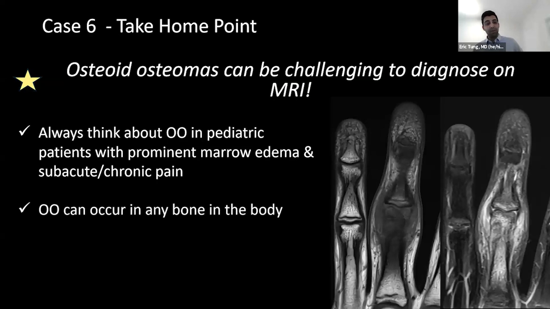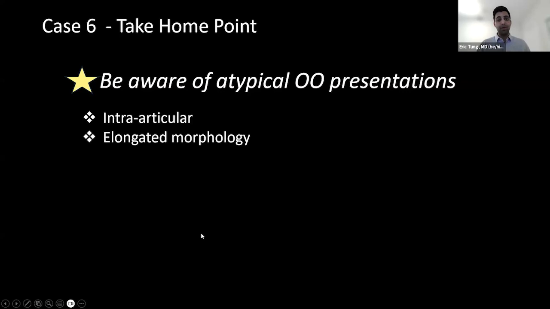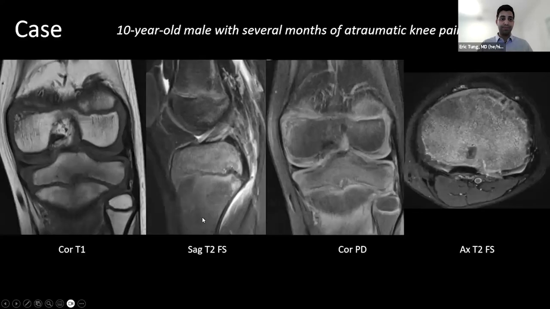And then finally, keep in mind that while osteoid osteomas most often occur in the lower extremity, in bones like the tibia or the femur, they can occur in any bone in the body and in any location within bone. And so when they occur in the phalanges or in the feet and the hands, they can sometimes be challenging to diagnose as well. Being aware of atypical osteoid osteoma presentations and thinking about atypical locations or atypical bones is important.